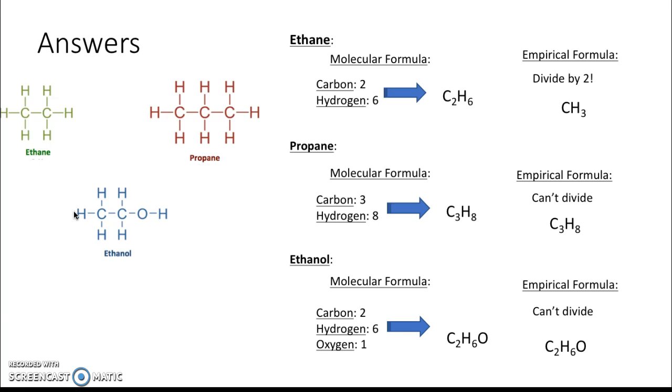Propane is 3 carbon and 8 hydrogen, so this is an example where you don't have a common number, so the empirical formula will read the same. And ethanol has 2 carbon, 6 hydrogen, and 1 oxygen for C2H6O. Again, you don't have anything to divide by, so it will read the same.